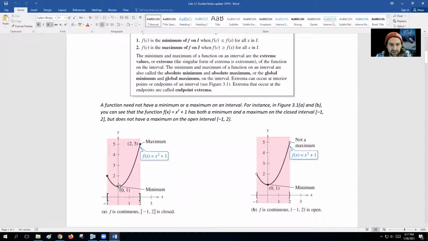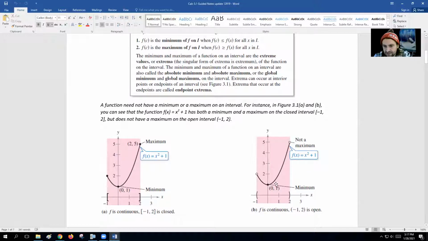So if we look at this graph here, this point (0, 1) is the minimum because only at 0 do we get 1. Nowhere else on this function do we get a lower value than 1. And then over here, (2, 5) is the maximum because at 2 we get a y value of 5, and nowhere else on the graph do we get a y value higher than 5. Now, this works for this continuous function because it's on a closed interval from -1 to 2.